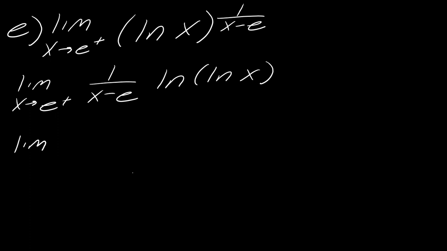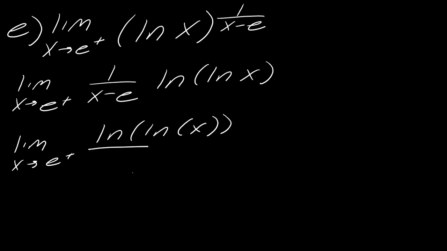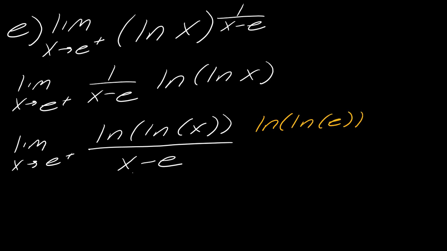So if I just now try to play around with this fraction, the natural log of the natural log of x over x minus e. So in this case, now this is actually pretty straightforward. This is going to give me, well, let's work this out. So this is going to give me the natural log of the natural log of e. The natural log of e is going to equal 1, and then the natural log of 1 is equal to 0. So this is actually going to give me 0 over 0 in disguise. So now it's our classic L'Hopital's rule, so we're good to go.